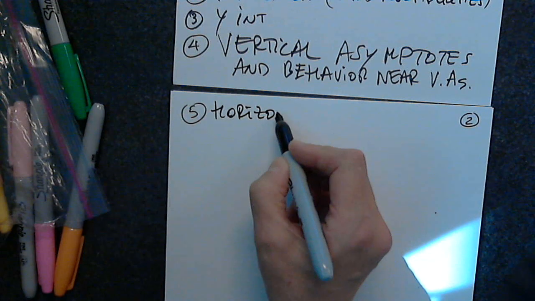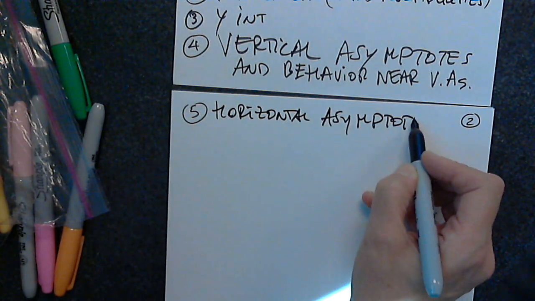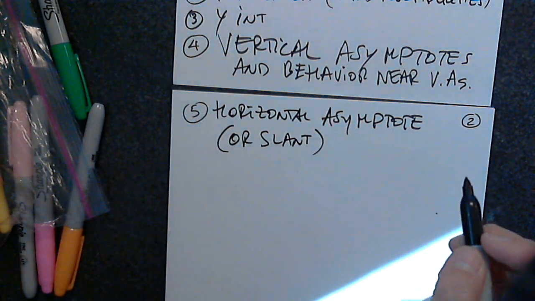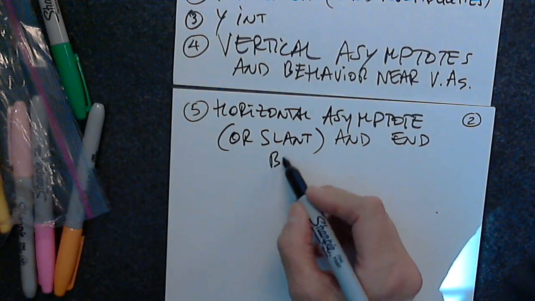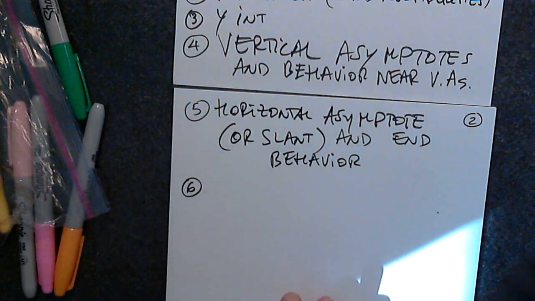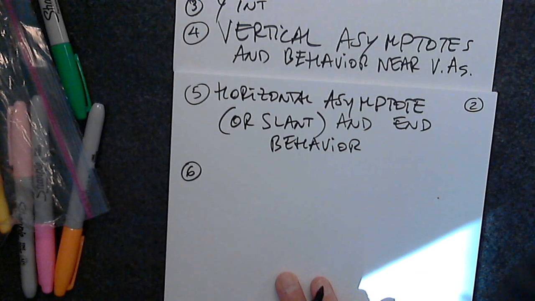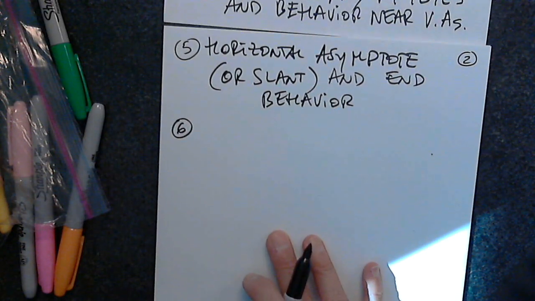Horizontal asymptote, in parentheses or slant, not both, and behavior. They are together. We know end behavior, we don't know asymptotes yet.